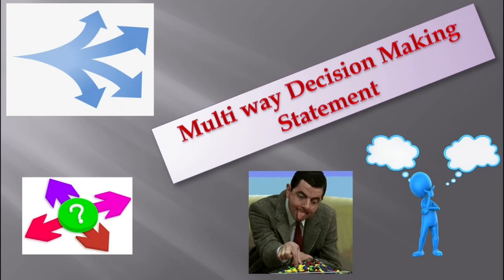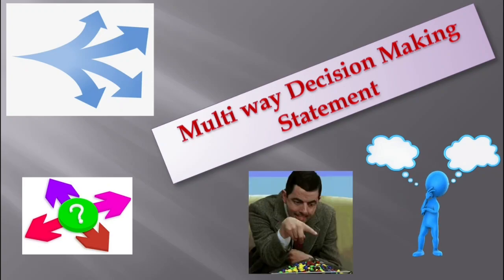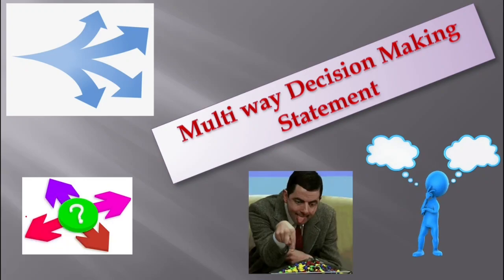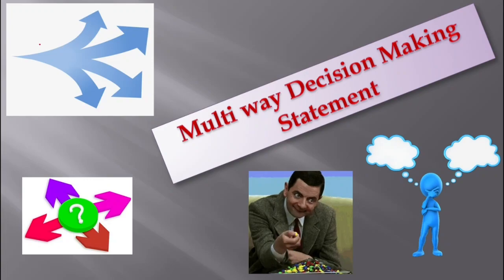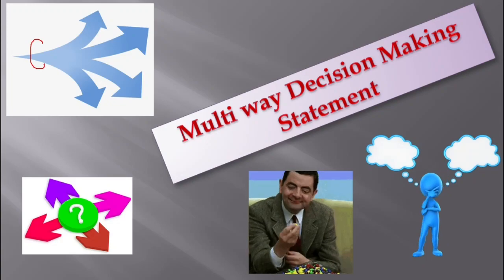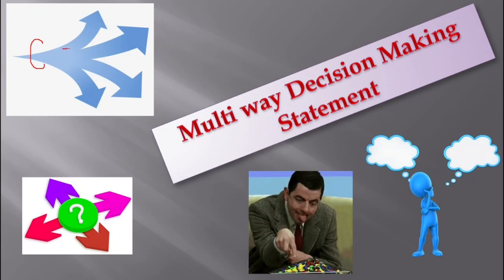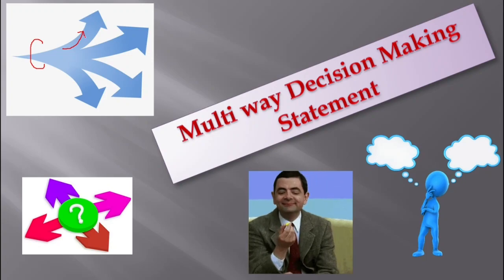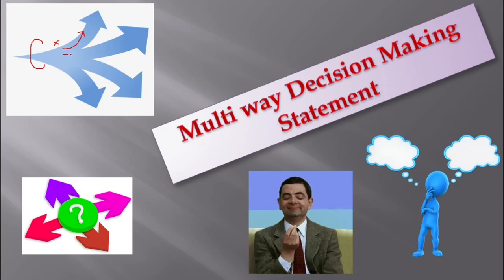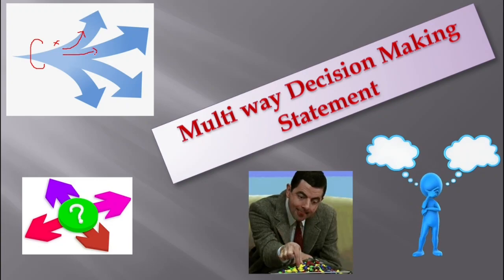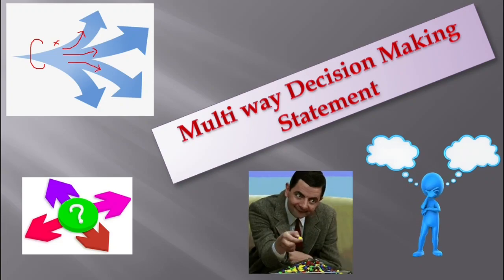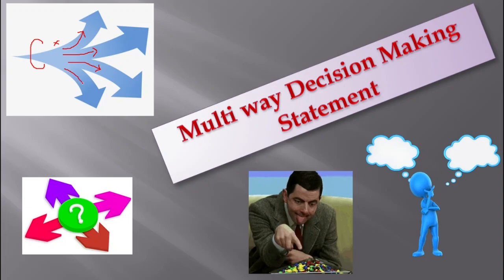It's a multi-way decision making statement where I have multiple decisions. Let me take the pen. Assume I have a condition here, then I will have one way. If this fails, then I will have another way, which means after evaluating another condition, I will have another way. Likewise, I can have any number of ways of dealing with it.